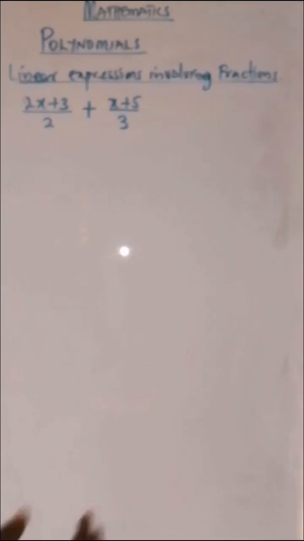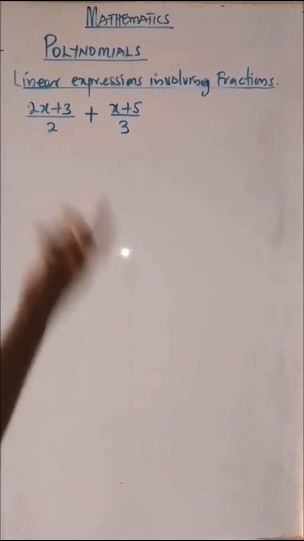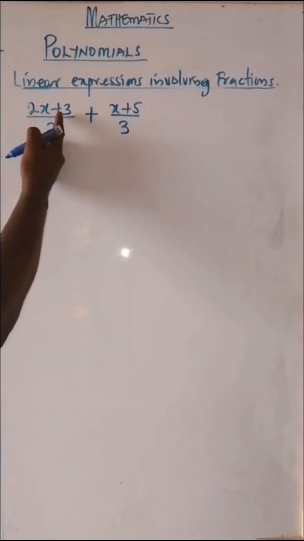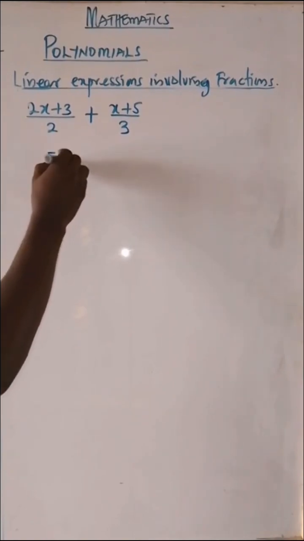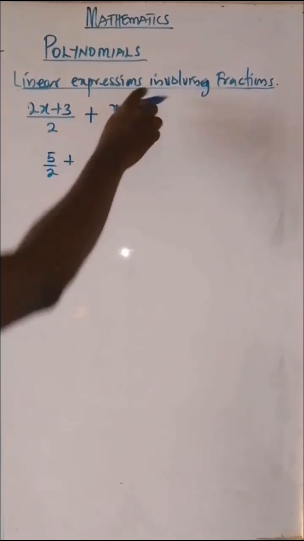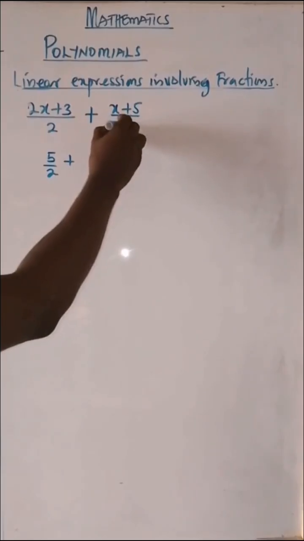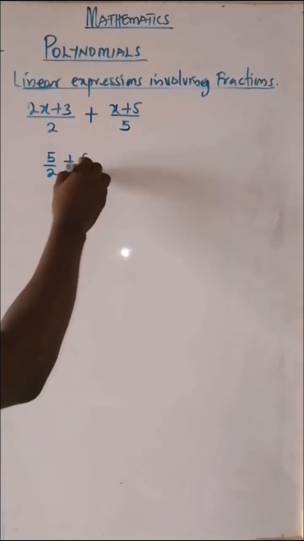This is very difficult for a beginner. So what I'll do is, let me go back to primary school. Let's suppose x is 1. 2 times 1, 2. 2 plus 3, that's 5, over 2. Here, 1 plus 5, that's 6. Let me put, instead of 3, let me put 5 here. So that is 6 over 5.